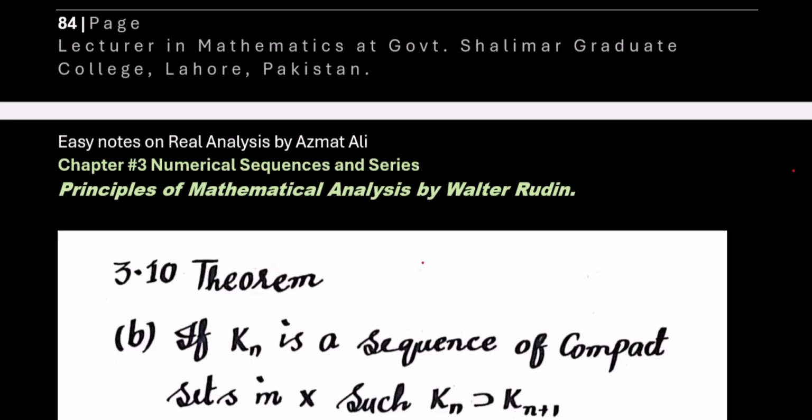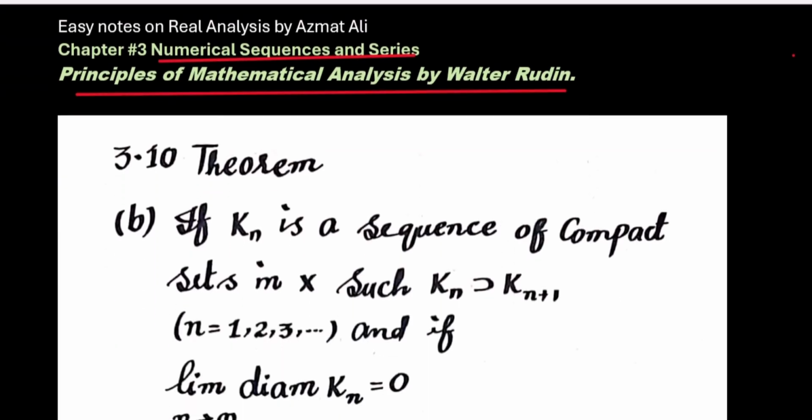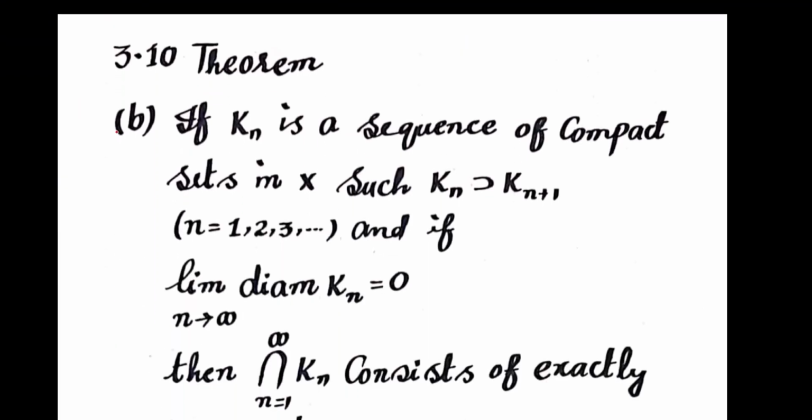Our discussion continues on chapter number 3, numerical sequences and series from Principles of Mathematical Analysis by Walter Rudin. Lastly, we discussed theorem 3.10 A part. In today's lecture, inshallah, we will discuss its B part. The proof of this theorem is very simple and straightforward.